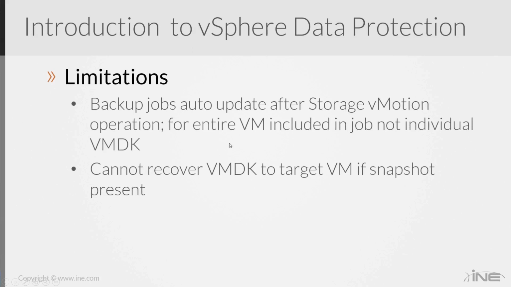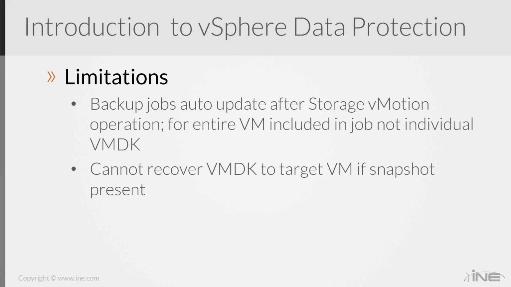Continuing here with our limitations of vSphere Data Protection. Once we have a storage vMotion operation executed, our vSphere Data Protection backup jobs would auto update the location in that backup job. However, this only works if the backup job was for the entire VM and not if the job was configured for backing up individual VMDKs within that VM. So you'll just want to keep this limitation in mind.